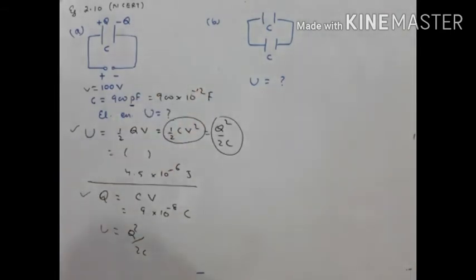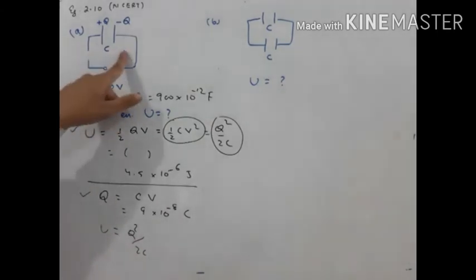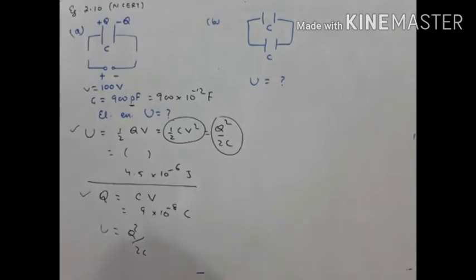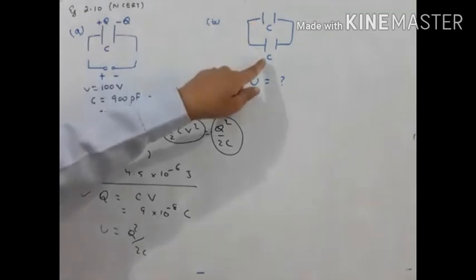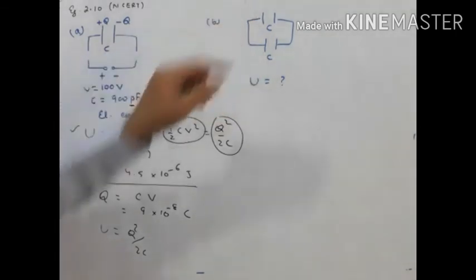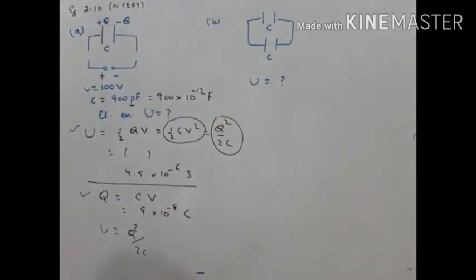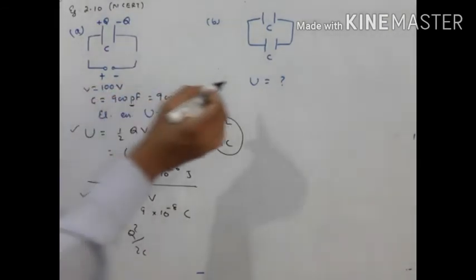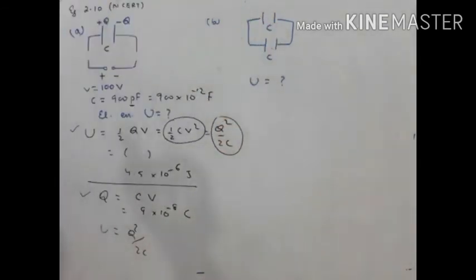Now it has a second part, which says that the capacitor is disconnected from the battery and then connected to another identical 900 picofarad capacitor. After it is disconnected from the battery, it is connected to another identical capacitor. Both have the same capacitance, 900 picofarad. Now the question asked is, what is the electrostatic energy stored by the system of these two capacitors? So total energy is energy in this capacitor plus energy in this capacitor.